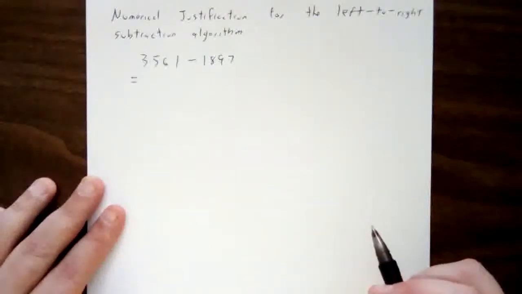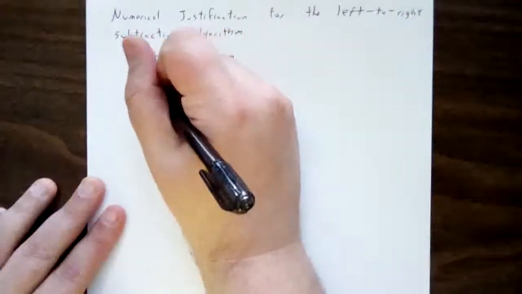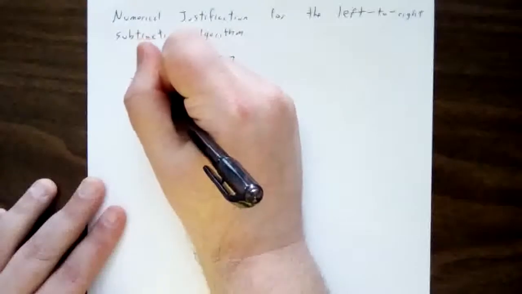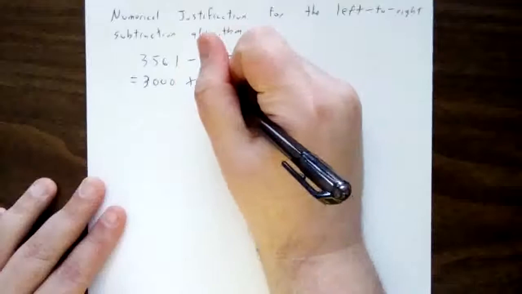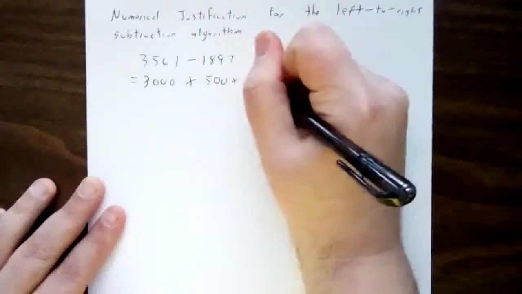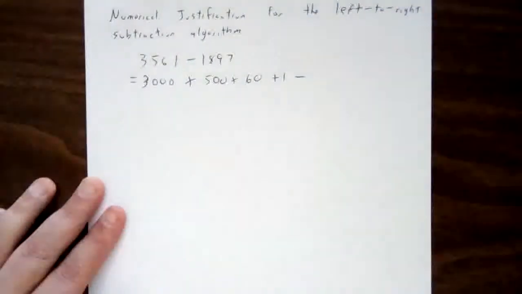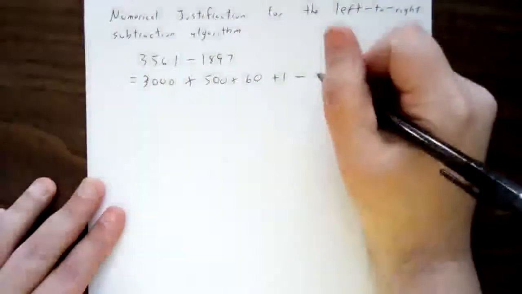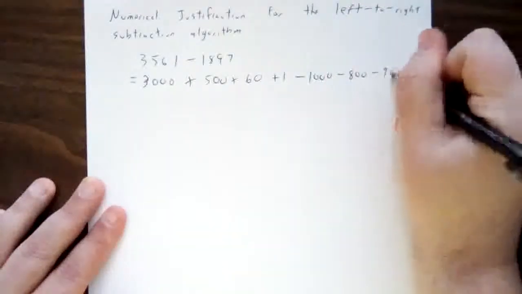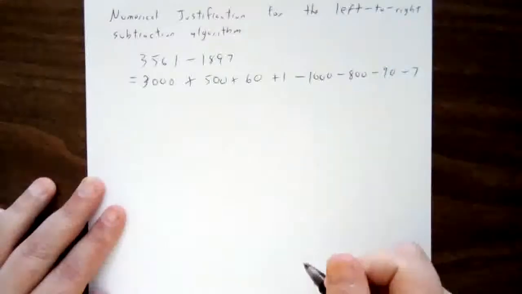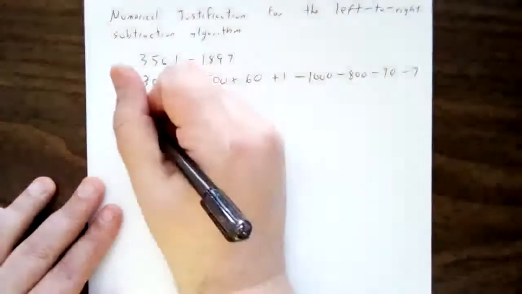The first thing that we did in our left-to-right algorithm was to stack our numbers on top of each other by place value. So essentially what we're doing is really thinking about splitting our number up by places. That 3,561 is 3 thousands, 5 hundreds, 6 tens, and 1 one. And that when we're subtracting 1,897, we'll be subtracting 1,000, we'll be subtracting 800, we'll be removing 90, and we'll also be removing 7. And we'd be doing things digit by digit, or in other words, place by place.